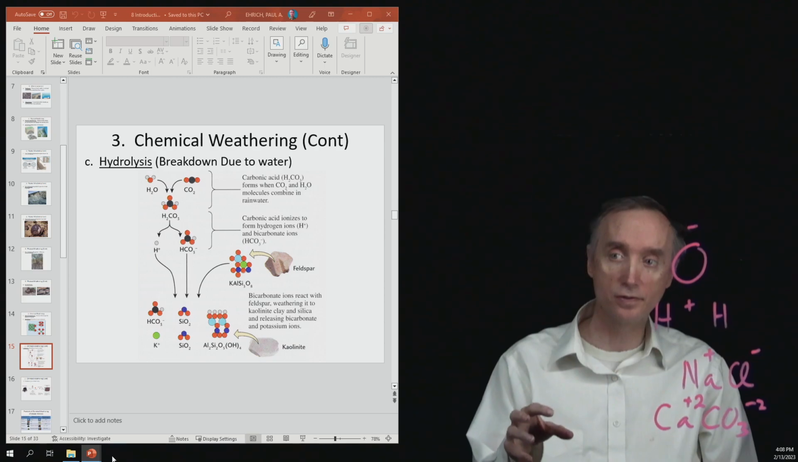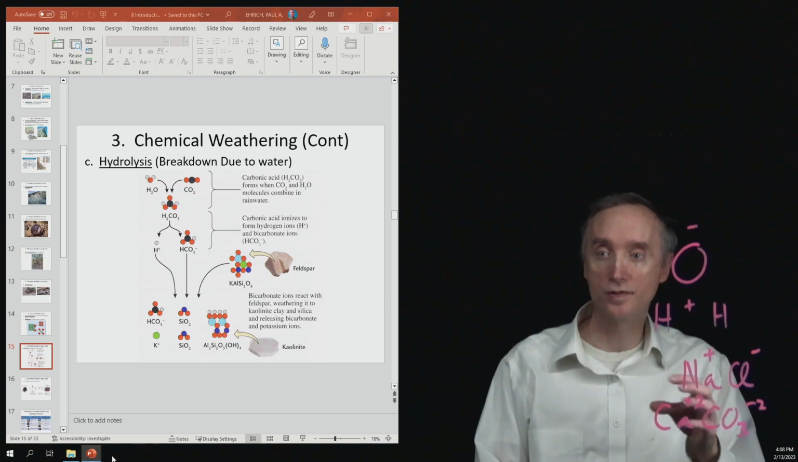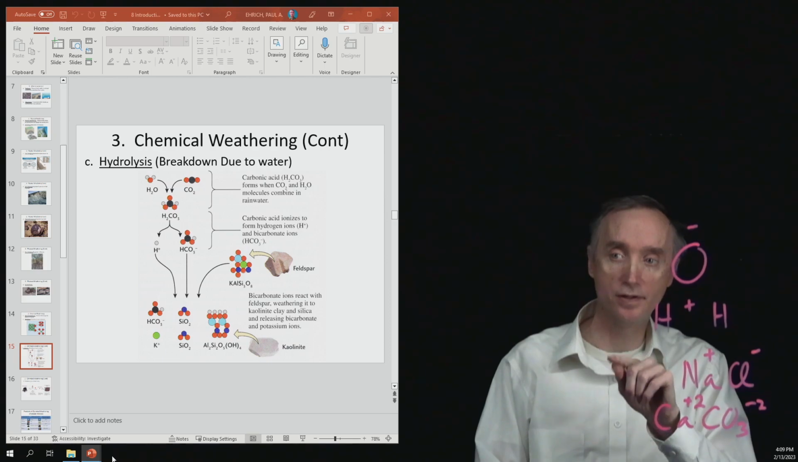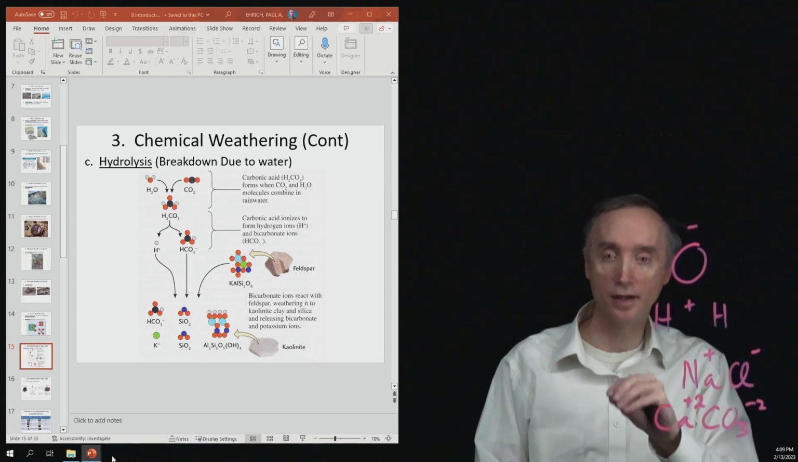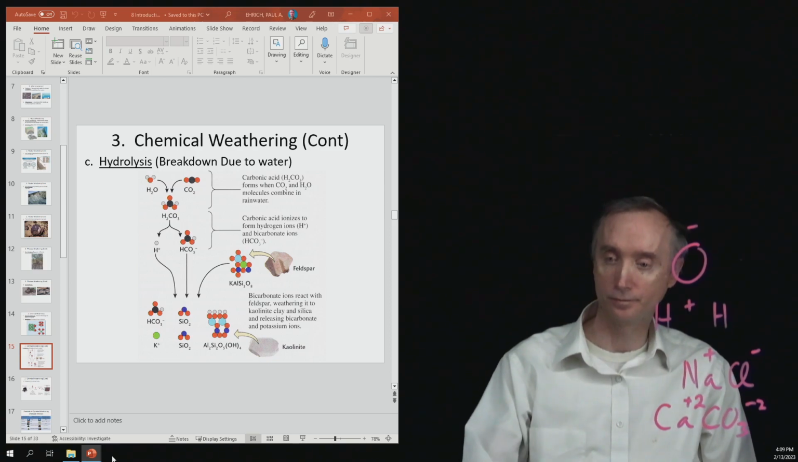Now the quartz, on the other hand, sticks around as sand, and what's left over has been transformed into clay. Clay is kaolinite, and you can see that it has a different chemical composition than the original feldspar did. So this is an example of a chemical breakdown of one mineral, and then it turns into another mineral.